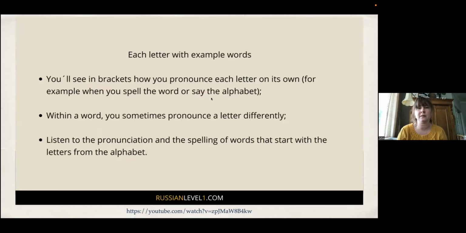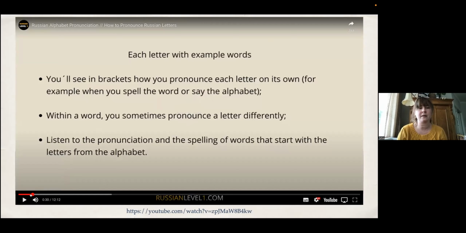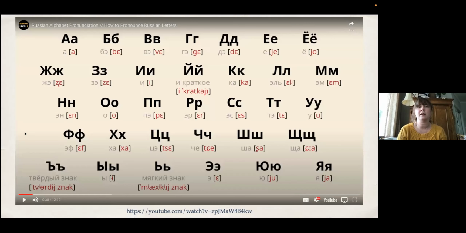Okay, let me pause there. Let's go back and have a look again. These ones here that sound very long are not actual letters themselves. They are just signs to indicate whether you should say the earlier sound as hard or soft. This is the hard sign and this is the soft sign.